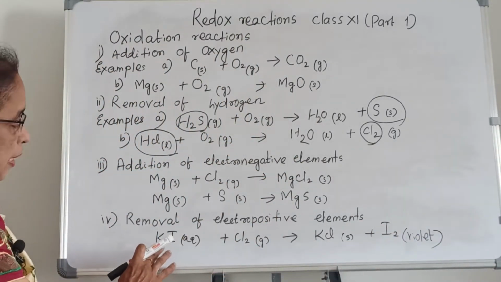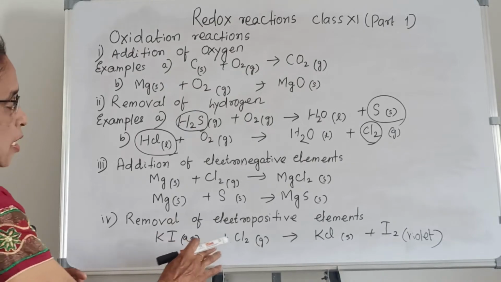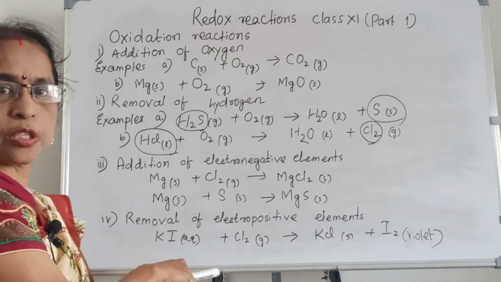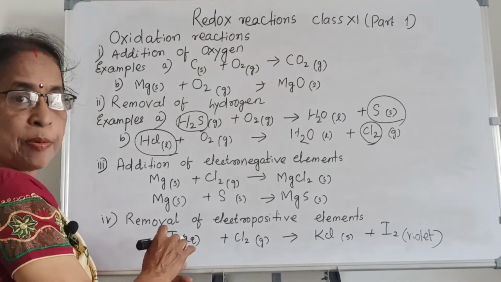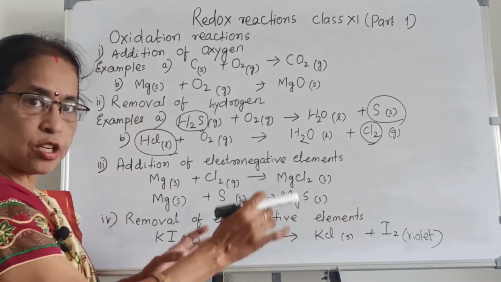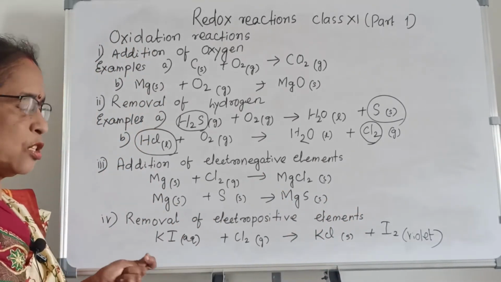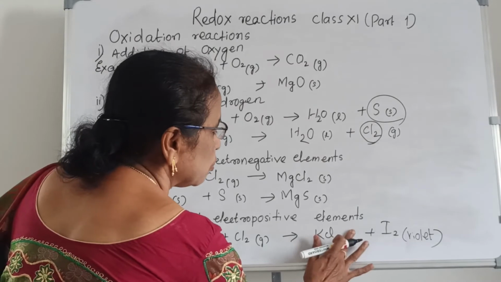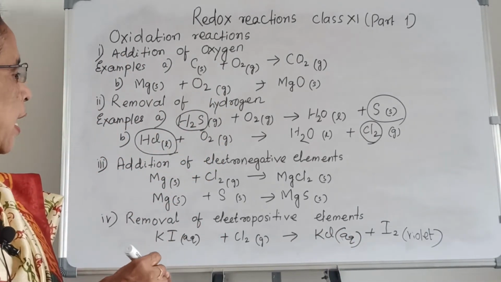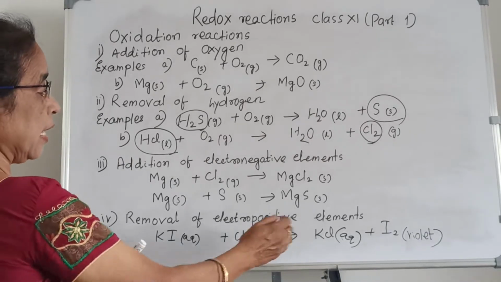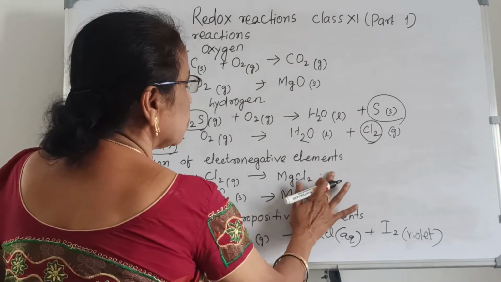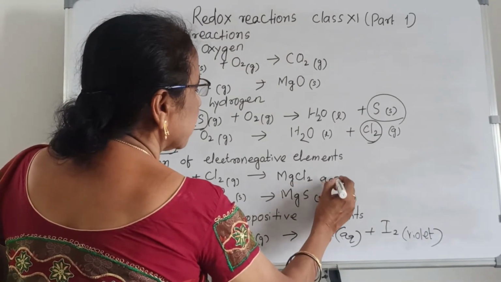Similarly, here you take potassium iodide solution, which is aqueous, and chlorine, which is in gas form. When chlorine is passed through the aqueous solution of potassium iodide, which is colorless, it gives potassium chloride. It is soluble, so you should write aq, because potassium chloride is soluble in water. Here also magnesium chloride is soluble in water.